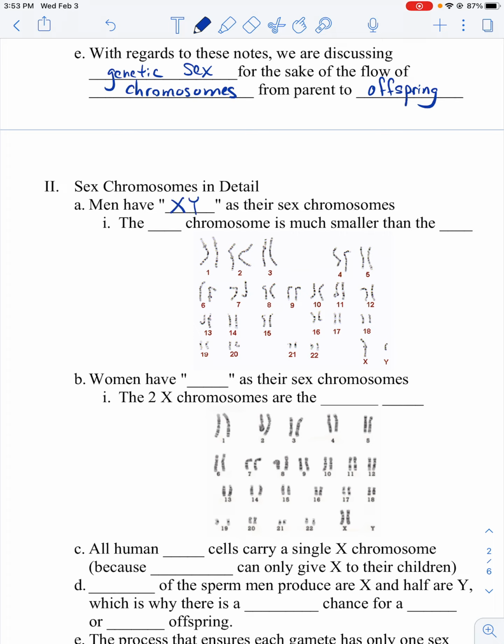So let's go back to chromosomes, and I want to just reiterate, we've talked about this earlier, that men have X and Y as their sex chromosomes, and you can see those here. The Y chromosome, you can see, is much smaller than the X chromosome. So this would be a karyotype of a genetic male. And women have XX as their sex chromosomes, and the two X chromosomes are the same size. And those are here.